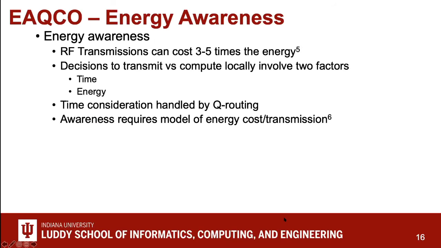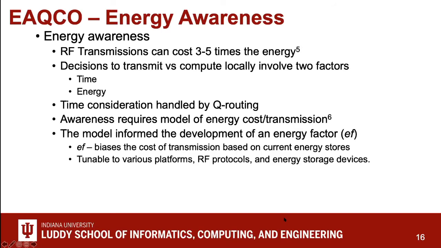Awareness of what it costs as far as energy requires some sort of model. So we built a model of what it costs to forward information. And that model has informed what we call an energy factor. And this energy factor essentially biases the cost of transmission based on the current energy stores. This energy factor is tunable for various platforms, RF protocols, and energy storage devices.